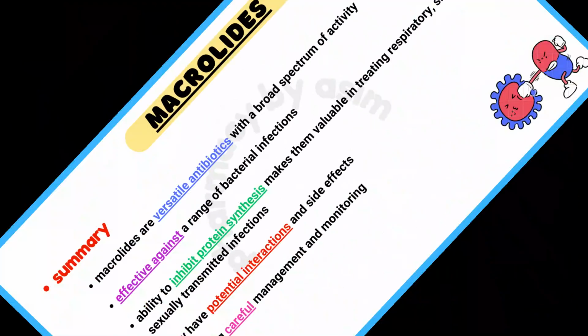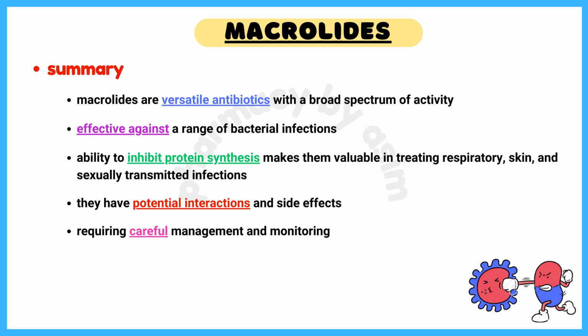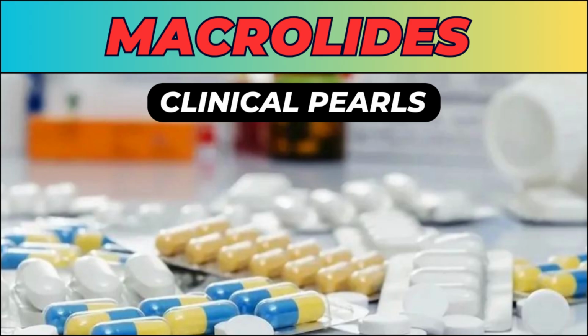In summary, macrolides are versatile antibiotics with a broad spectrum of activity. They are effective against a wide range of bacterial infections. Their ability to inhibit protein synthesis makes them valuable in treating respiratory, skin, and sexually transmitted infections. However, macrolides have potential interactions and side effects, such as QT prolongation and liver enzyme alterations, which require careful management and monitoring.